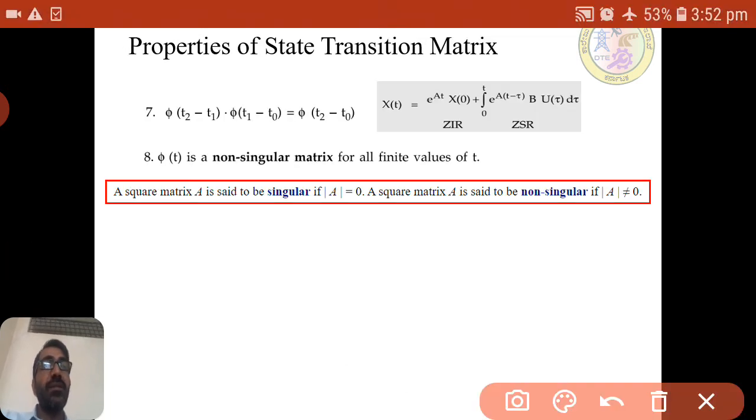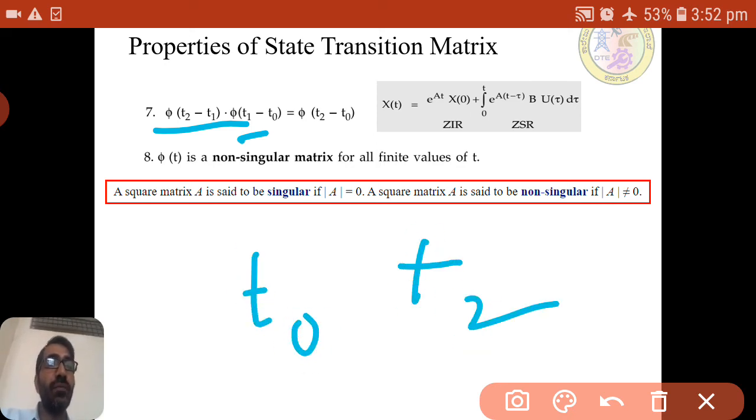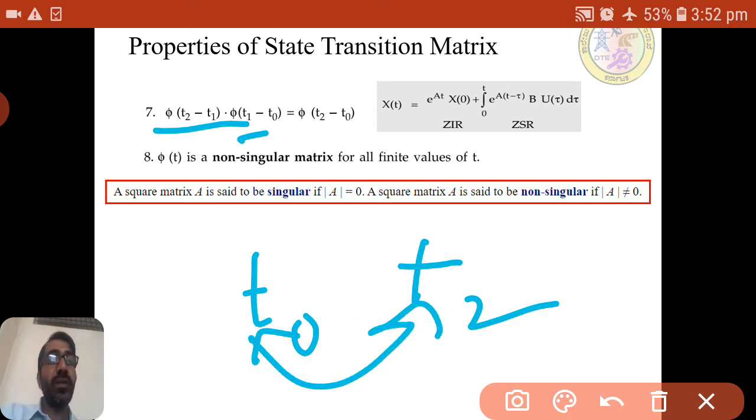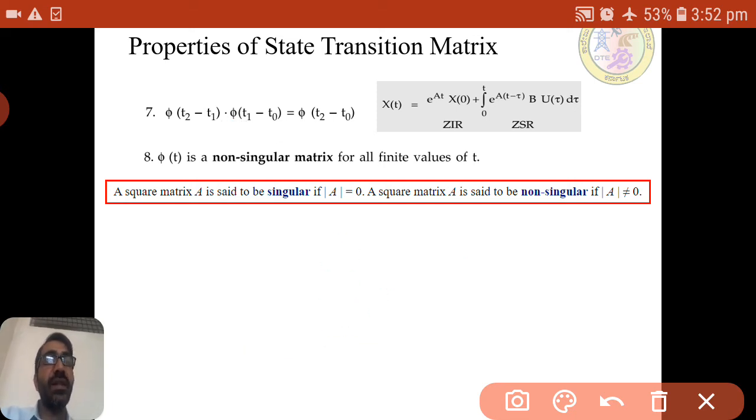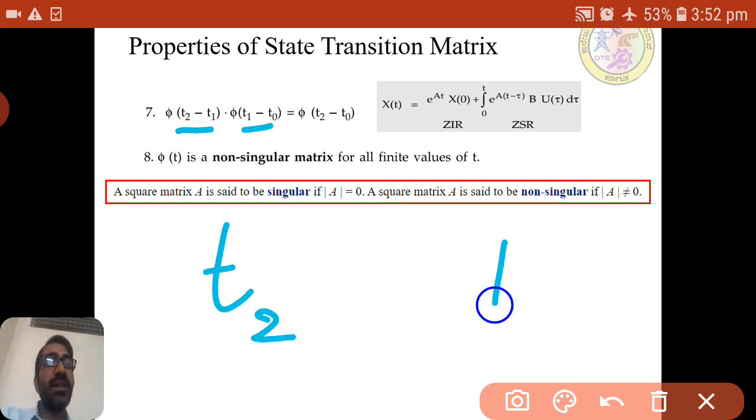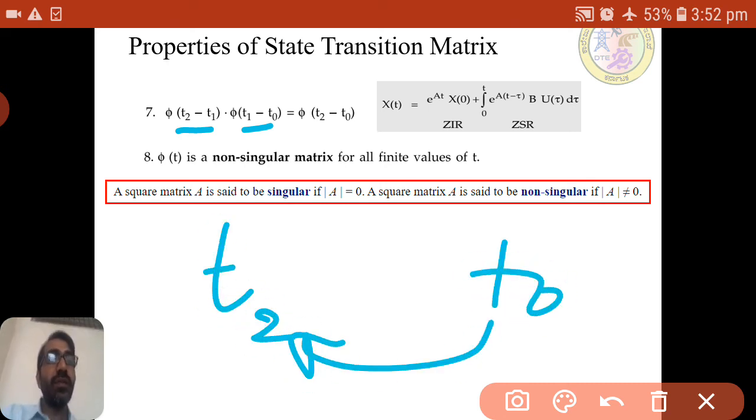With this we have 2 more, that is pi of t2 minus t1 into pi of t1 minus 0. If we have the range t0 to t2, for example, and in between there is t1, stepwise t2 to t1 and t1 to 0, so basically it is t0 to t2.